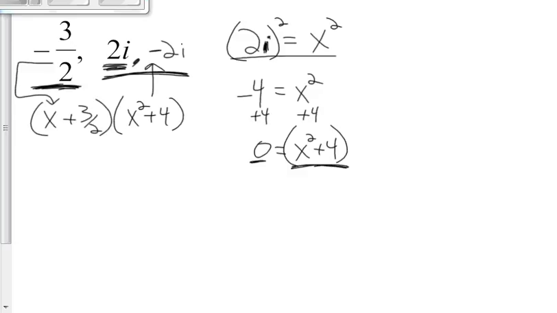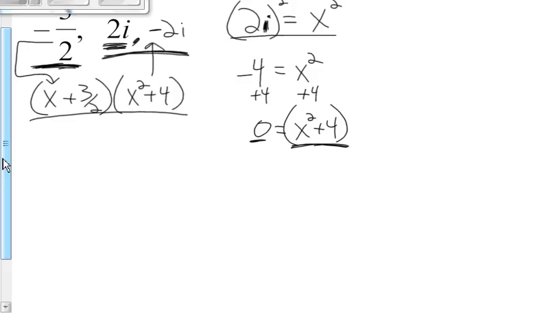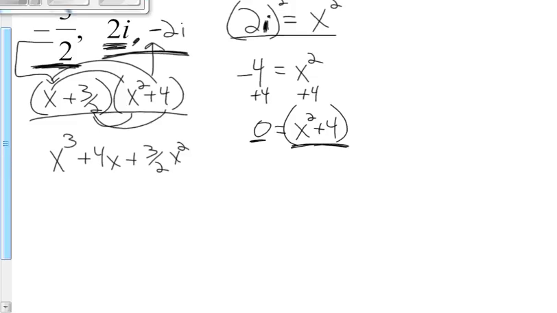Okay, so now, just for the sake of the exercise, I'm going to put this into standard form just so we can see that. So standard form, we're going to multiply this all together and we'll get our standard form. So that'd be x cubed plus 4x plus 3/2 x squared plus 6. 3/2 times 4 is 6. Then just to put it in the correct order, we want our exponents in descending order. x cubed plus 3/2 x squared plus 4x plus 6.